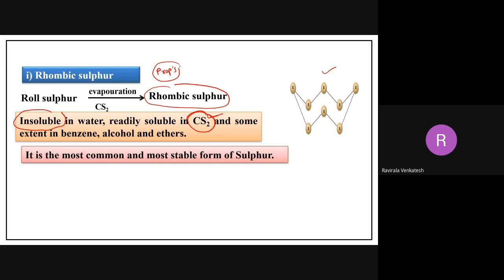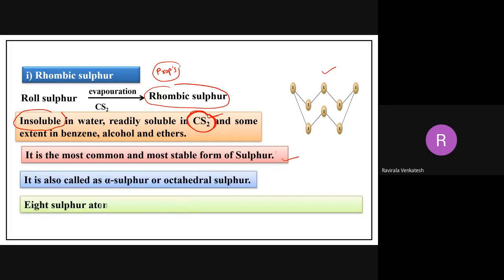And a certain amount in benzene also, because benzene is also non-polar. But generally we will take CS2, beta. In CS2 it is completely soluble, but in the rest it is a small amount. And if they ask in examination which allotrope of sulfur is the most stable, what do you say, beta? Which sulfur is the most stable, beta? Rhombic sulfur. S alpha is the most stable sulfur, beta. It's the most stable sulfur.